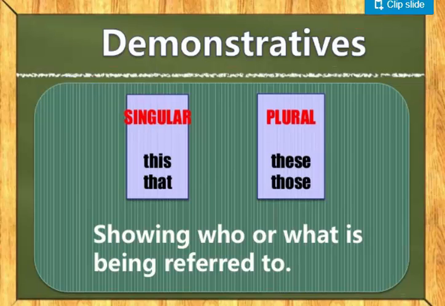And now the second class is the demonstratives. What are demonstratives? Demonstrative means to show something, to point out something. So in the singular form, this or that is used as a demonstrative determinant, and in the plural form, these and those are used as demonstrative determinants, showing who or what is being referred to.